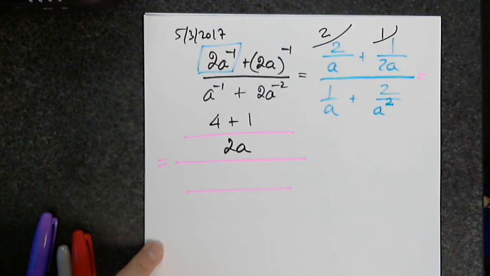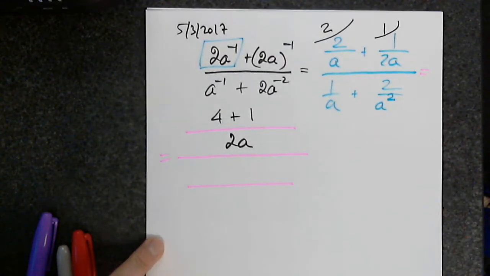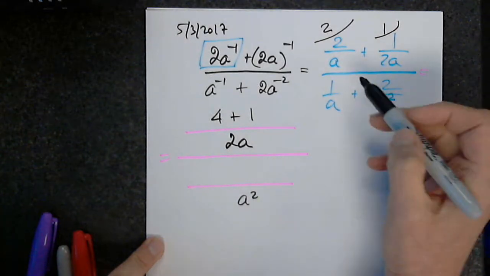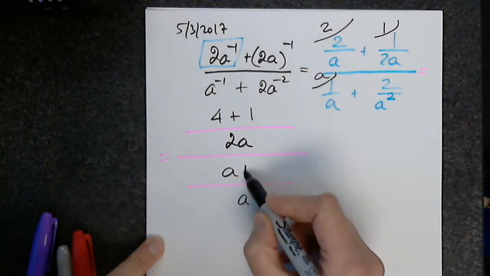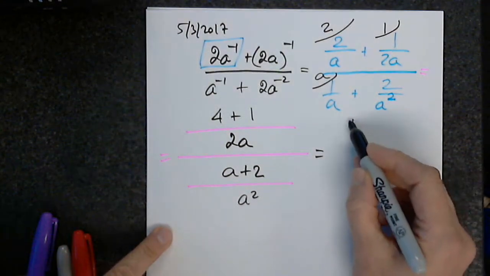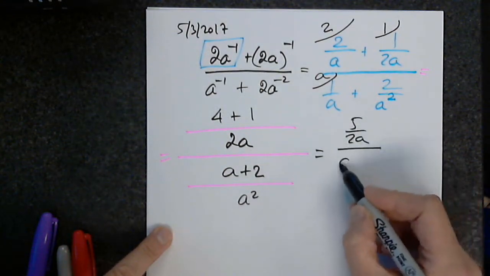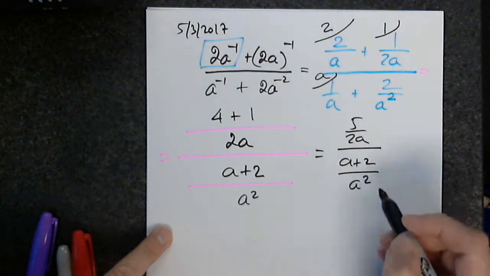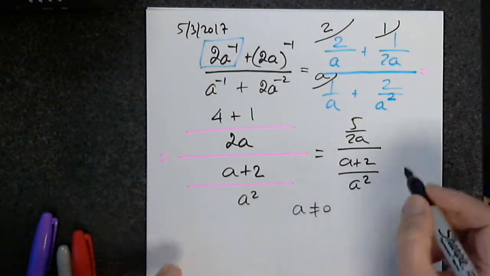The least common denominator in the denominator. Very good. So then this one needs an a. So that's an a plus 2. Now the top is 5 over 2a, and the bottom is a plus 2 over a squared. Of course, I will write a not 0.